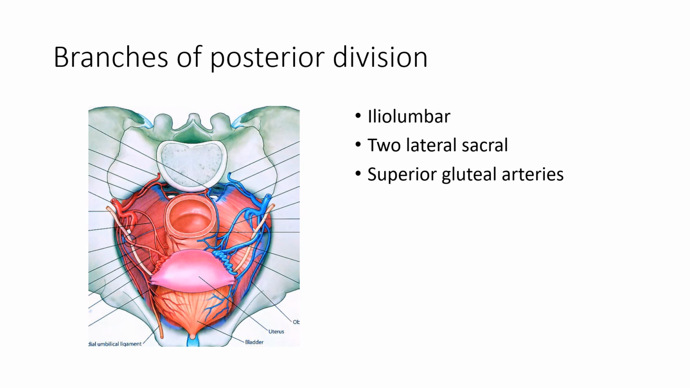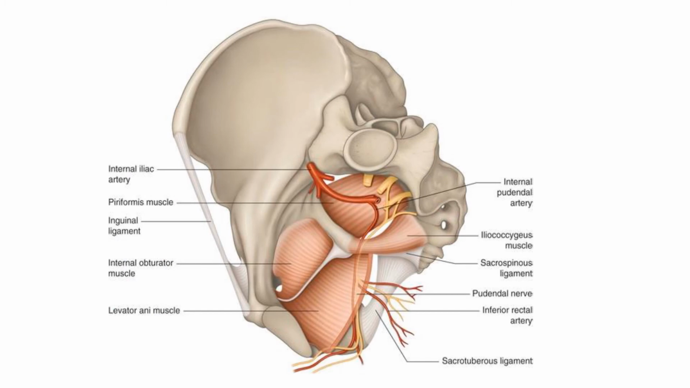So here now are the nerves of the pelvis. You can see the internal pudendal artery, iliococcygeal muscle, sacrospinous ligament, pudendal nerve, inferior rectal artery, sacrotuberous ligament, then internal iliac artery, piriformis muscle, inguinal ligament, internal obturator muscle, and levator ani muscle.